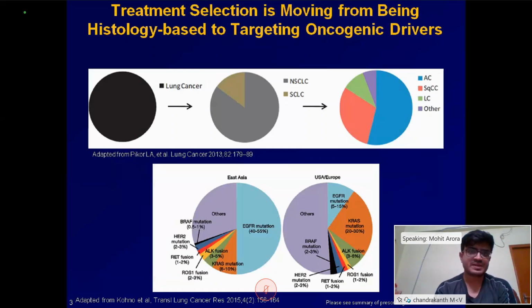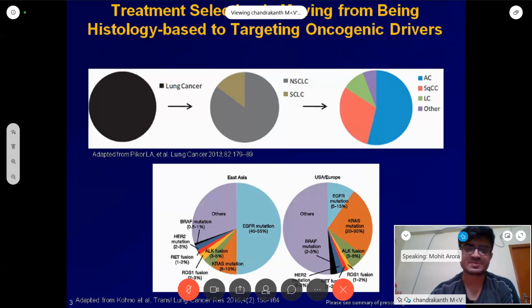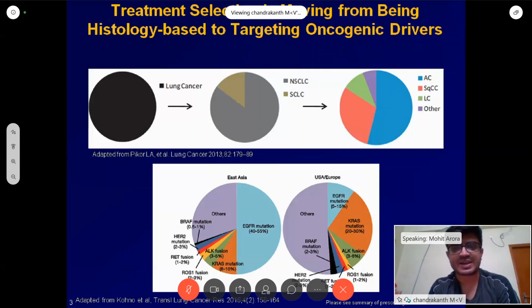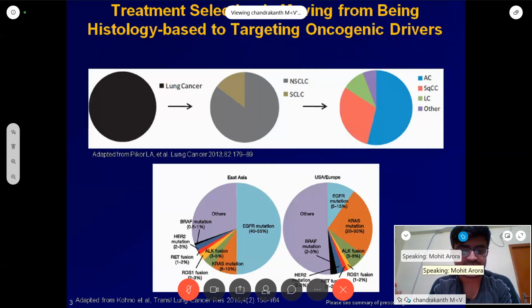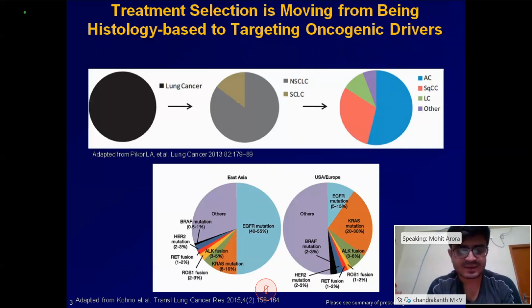If you look into lung cancer, we have non-small cell lung cancer and small cell lung cancer. And in non-small cell lung cancer, histologically, we have adenocarcinoma and squamous cell carcinoma. We classify adenocarcinoma into different subgroups based on the type of mutation they have. In the pie charts below, you can see the variety of mutations we have in Asian and in the Western population.